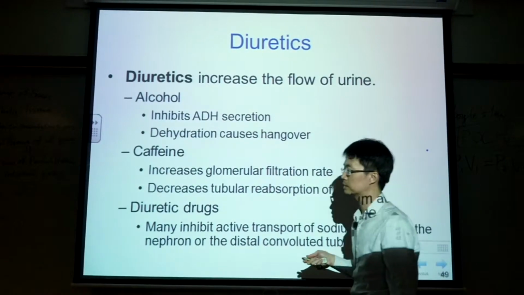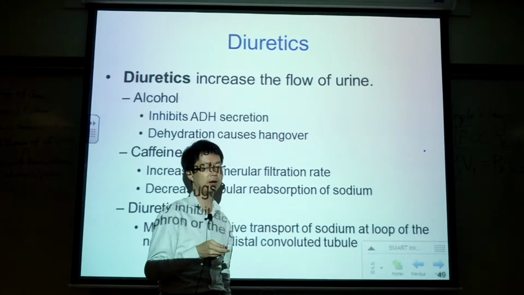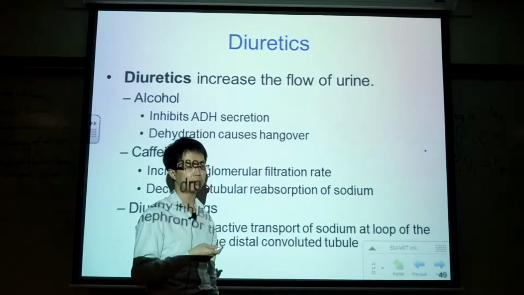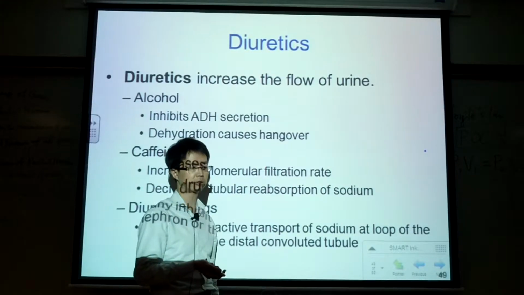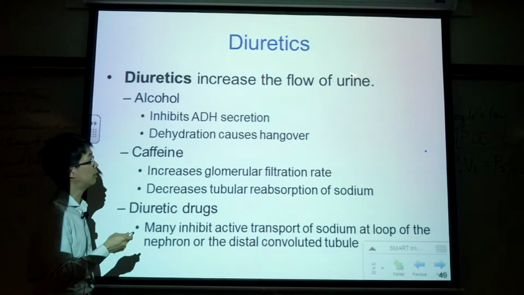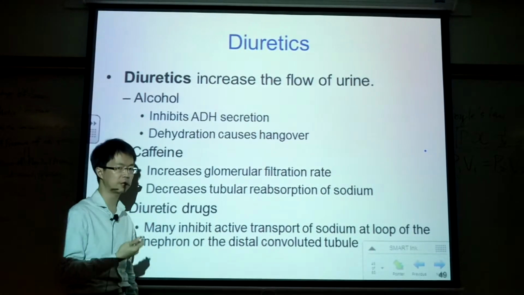Diuretics. Diuretics are the opposite of ADH. ADH stands for antidiuretic hormone. Therefore, diuretic is the opposite of ADH. What does diuretic do? Diuretic increases the volume of the urine. That means it makes you pee more often.